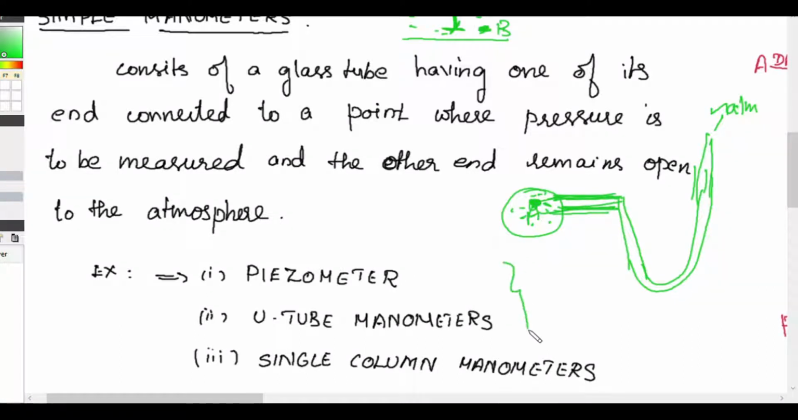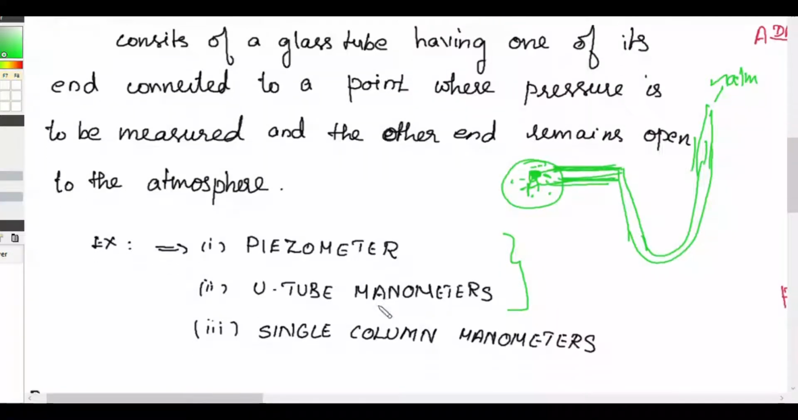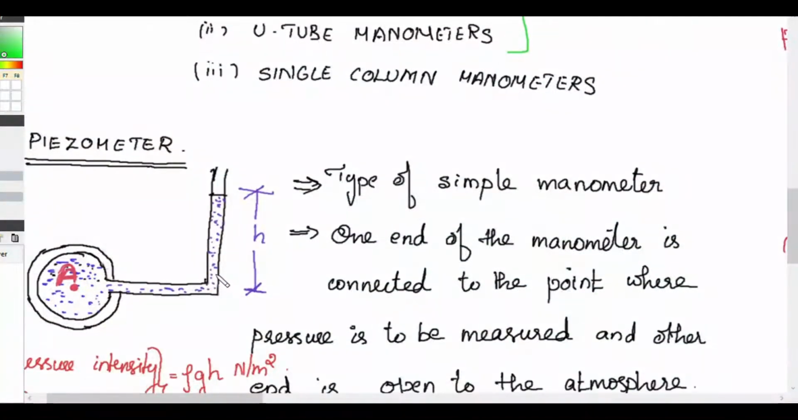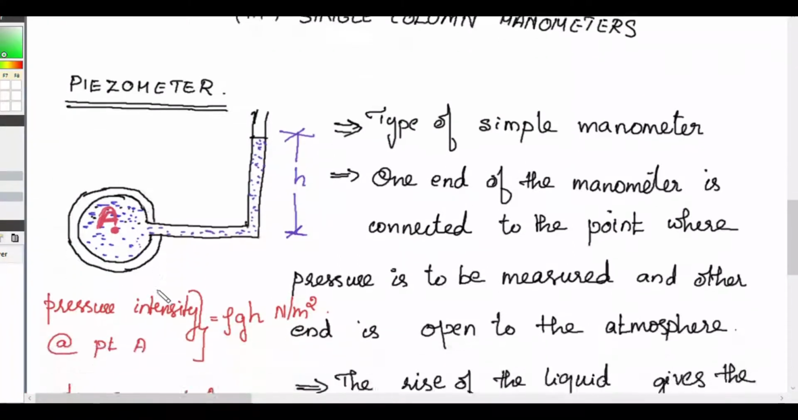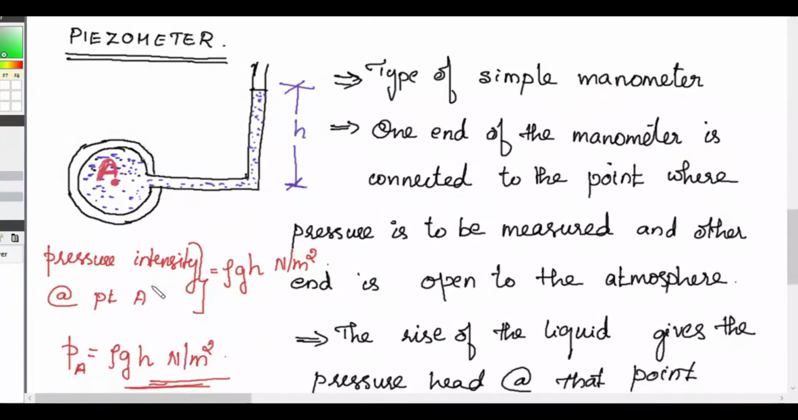We have to study both piezometers and U-tube manometers. Single column is not given in our syllabus. So now let us see what a piezometer is and what a U-tube manometer is. The piezometer is a type of manometer, the simplest form of manometers. So this is a type of simple manometer. That means it is used to measure the pressure at a given point, at point A.